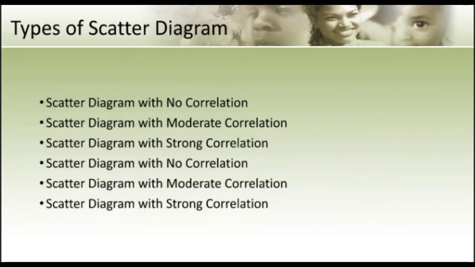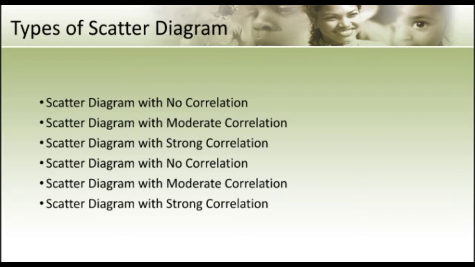So let's talk about the types of scatter diagram. You can classify scatter diagrams in many ways. I will discuss the two most popular, based on correlation and slope of the trend. These are the most common in project management. According to the correlation, you can divide the scatter diagrams into the following categories: first, scatter diagram with no correlation, scatter diagram with moderate correlation, and scatter diagram with strong correlation.